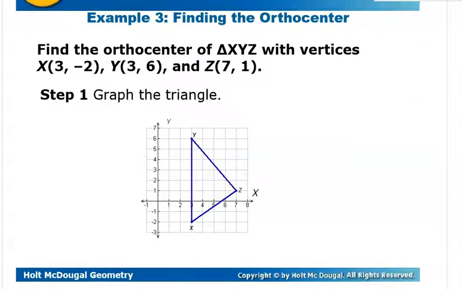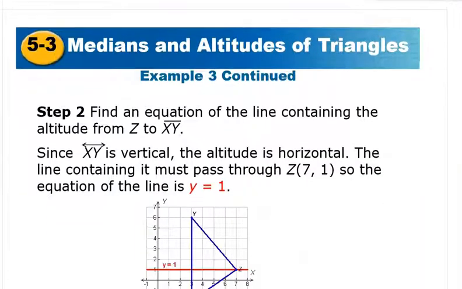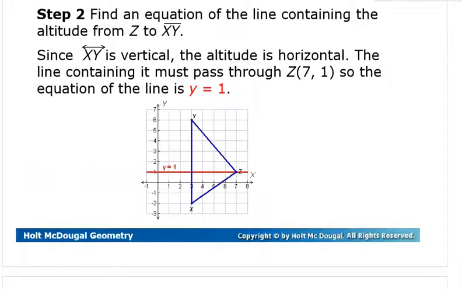Okay, so find the orthocenter of this one. So first up, graph the triangle. And then we have to figure out where we're going perpendicularly and through the opposite angle. Obviously this one's going to be very easy, this side, because if you have a vertical line, the horizontal line would be perpendicular to that. So our perpendicular line is y equals 1.